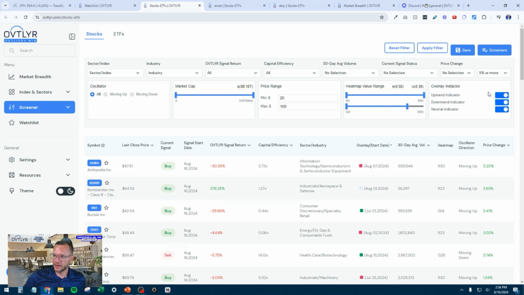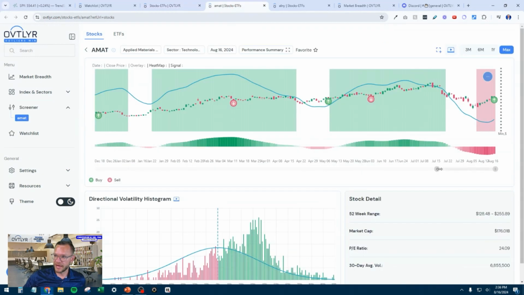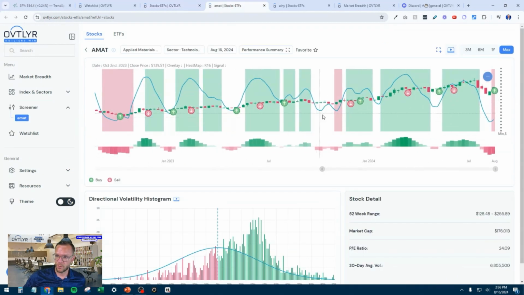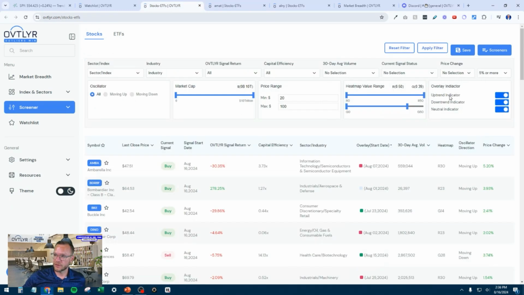And then overlay indicators. Now the indicators right here are these backgrounds, right? So you've got white, you've got red, and you've got green. This tells you if the stock is trending up, if it's trending down, or if it's trending sideways. Super easy. And you can filter and say, okay, I only want when it's trending up.